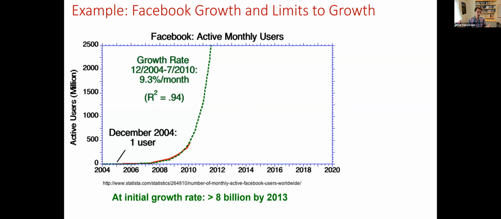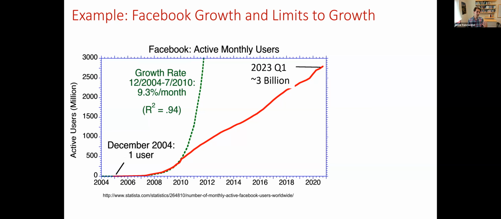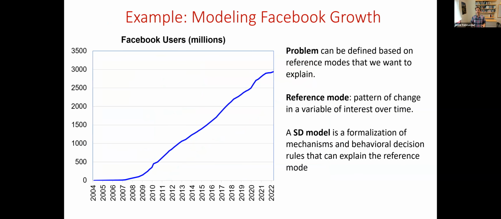So the actual trajectory for growth of Facebook looks more like this. And now it's about 3 billion people who are active monthly users of the platform. So you can see already a reference mode of behavior that is growing exponentially at the beginning and then is slowing down and moving towards more of an S-shaped mode of behavior. So based on this, we can define our problem as understanding the exponential growth and the slowdown of growth of Facebook over the past 20 years or so.